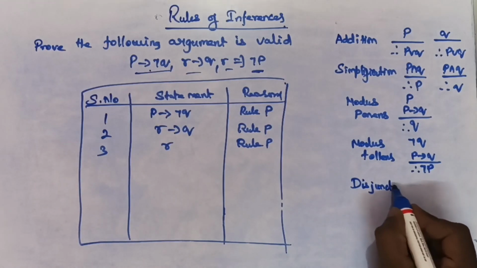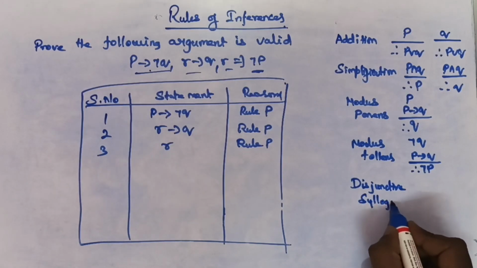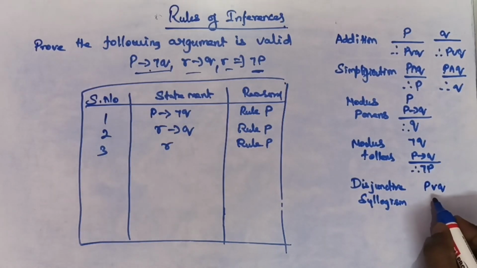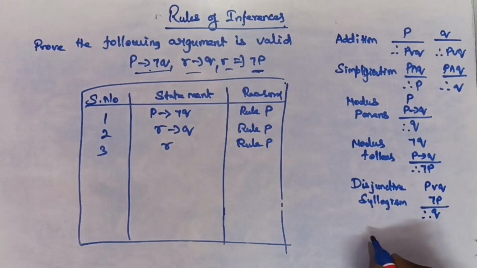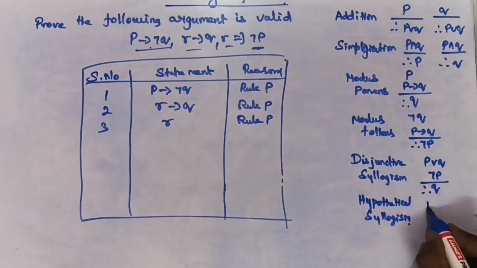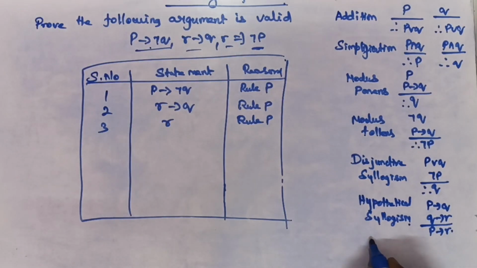Disjunctive syllogism is P or Q and not P gives Q. Then hypothetical syllogism: P condition Q and Q condition R can be written as P condition R. Last one, conjunction.